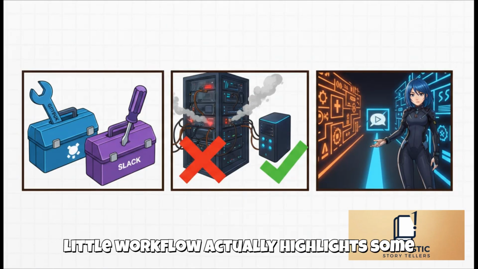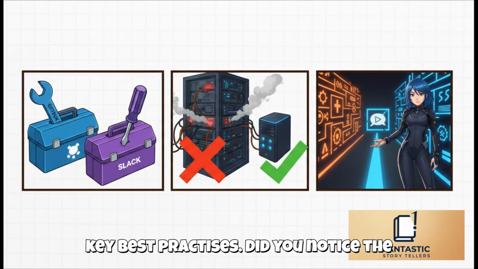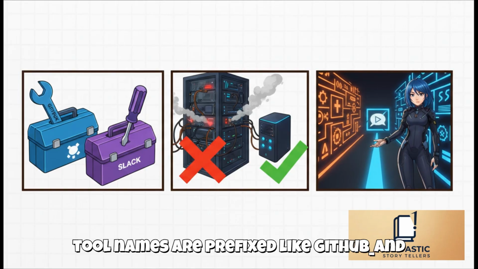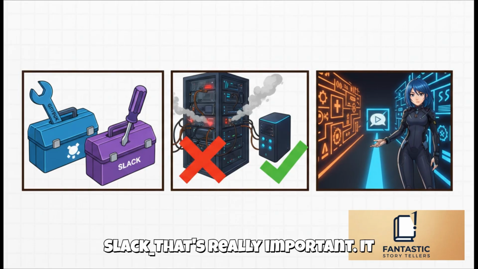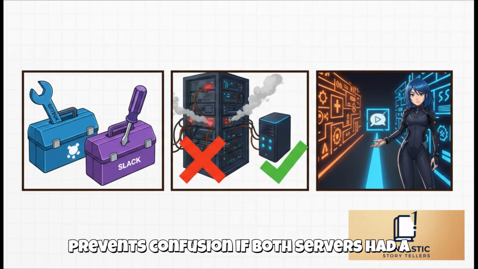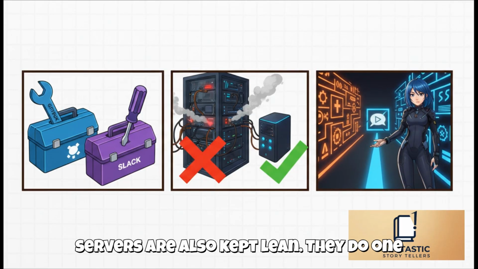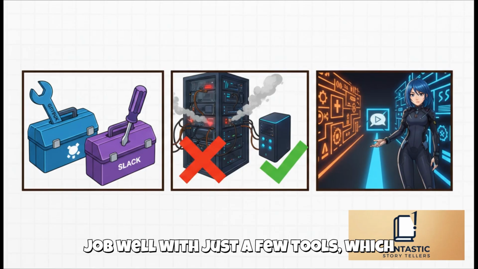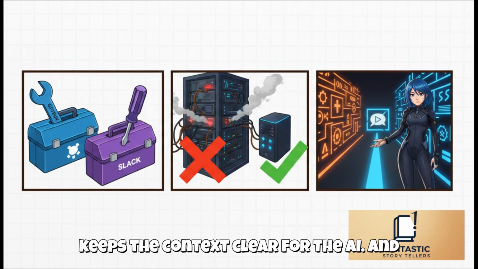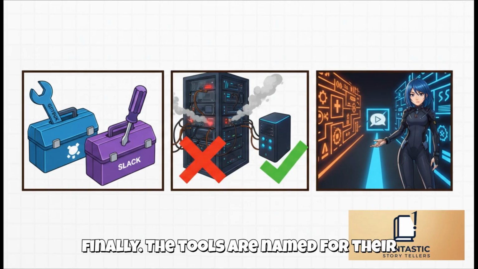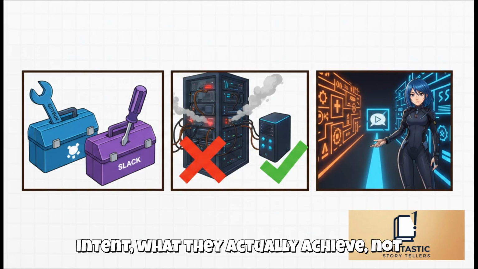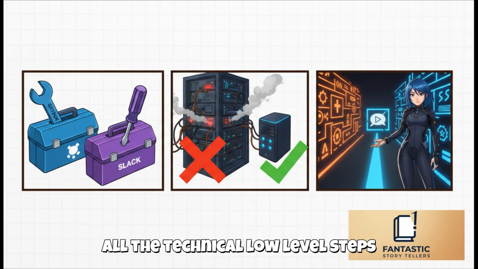And that little workflow actually highlights some key best practices. Did you notice the tool names are prefixed, like GitHub_ and Slack_? That's really important. It prevents confusion if both servers had a generic tool just called post. The servers are also kept lean. They do one job well with just a few tools, which keeps the context clear for the AI. And finally, the tools are named for their intent, what they actually achieve, not all the technical low-level steps involved.